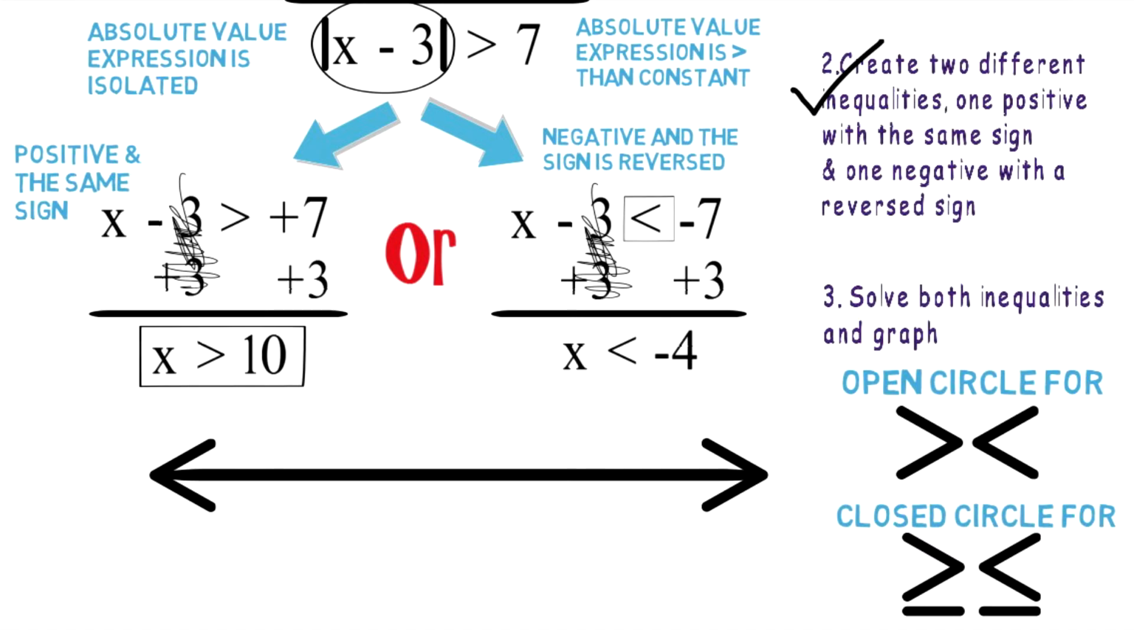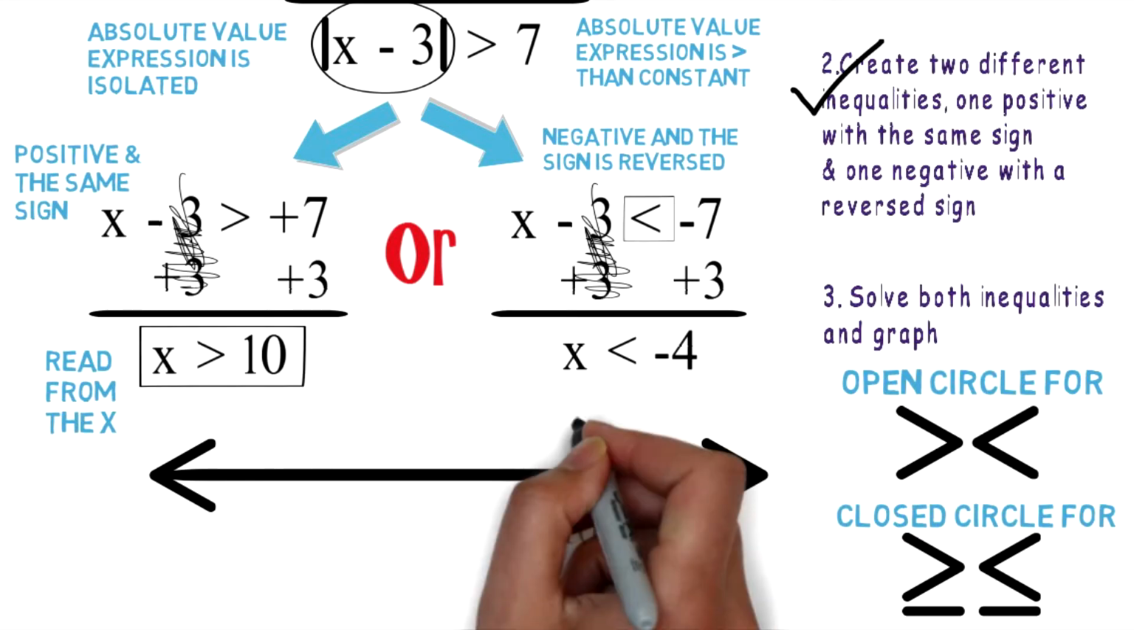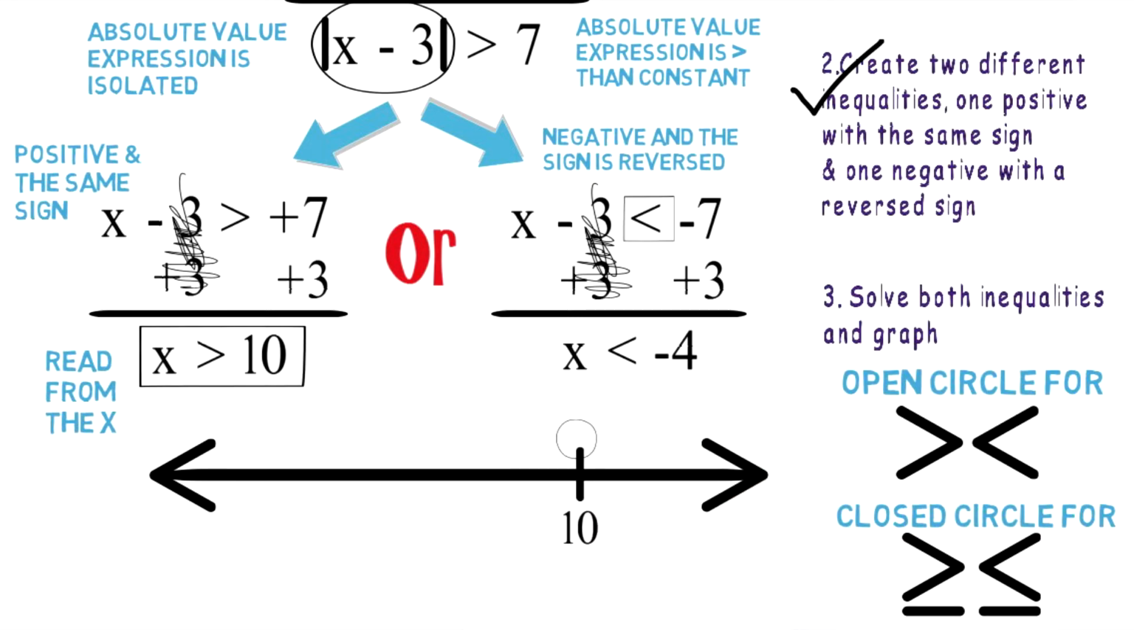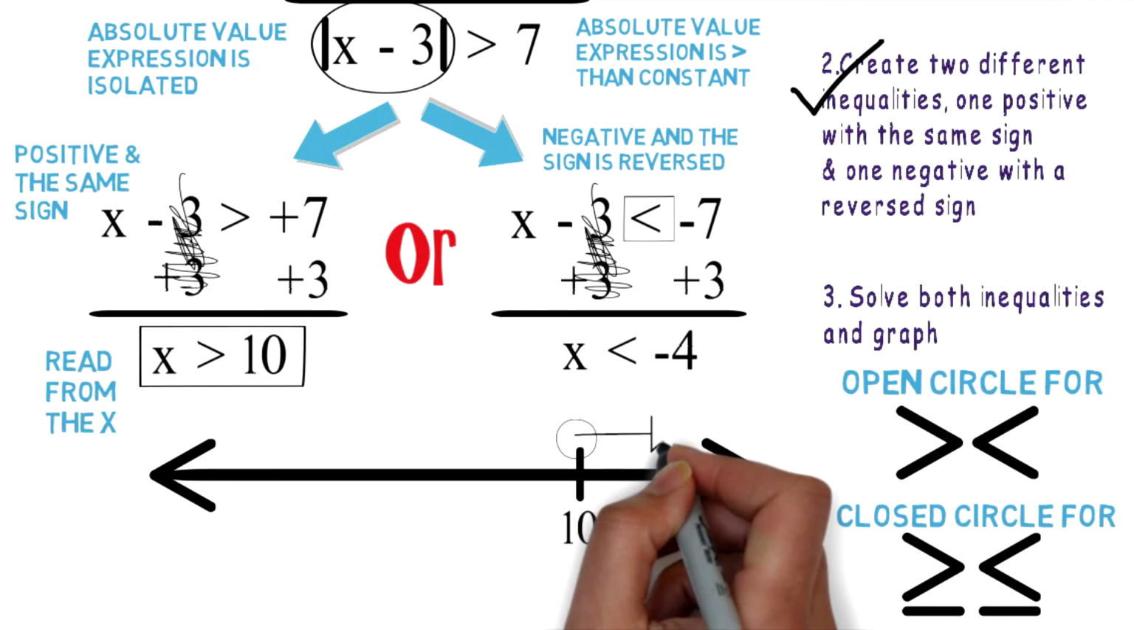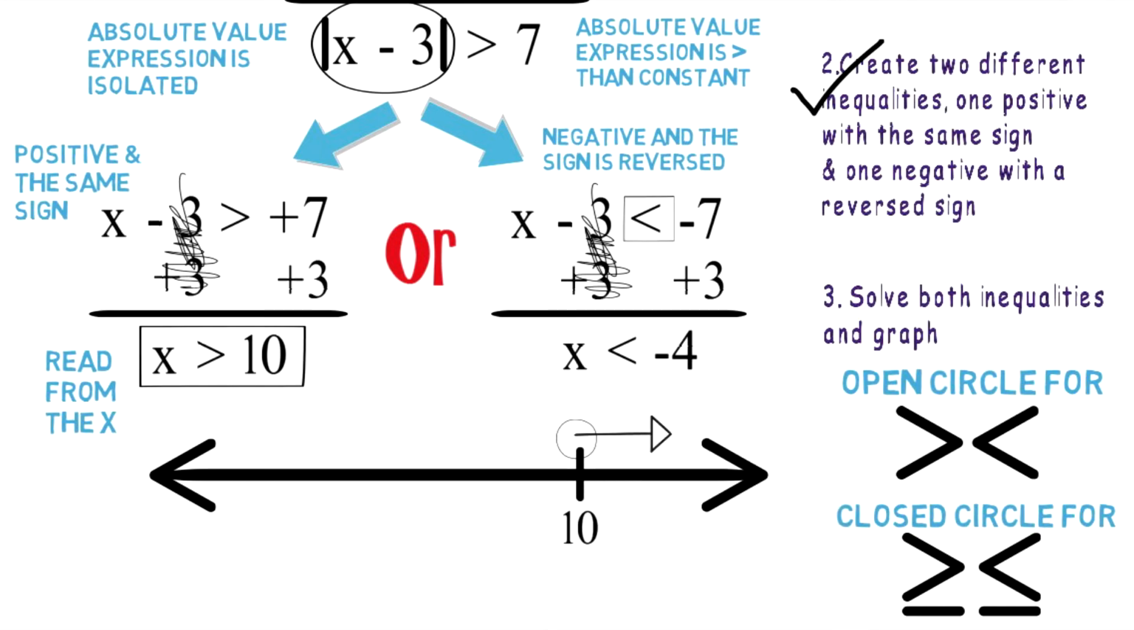We have x is greater than 10. So what we're going to do is read from the x. So x is larger than 10. Let's mark a 10 on the number line. There it is. This is an open circle, and greater than will go towards the right direction. And we also have x is less than negative 4.